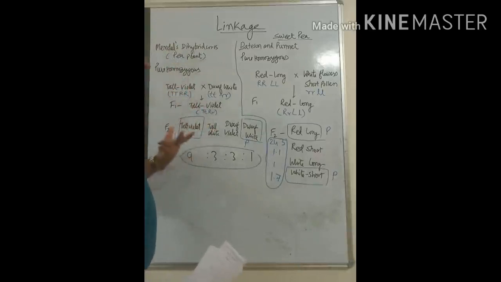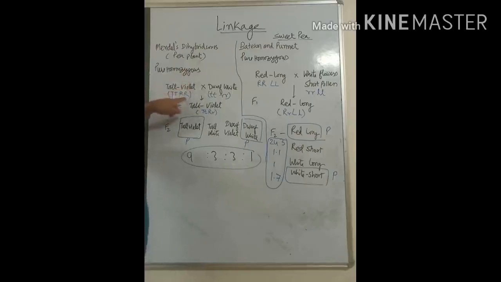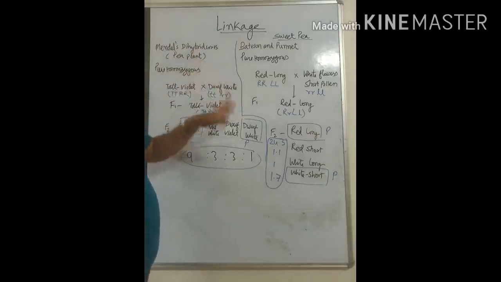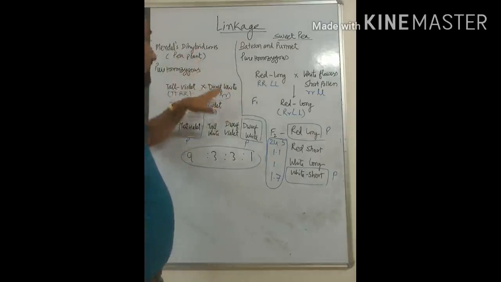cross in pea plant, and here both the plants are pure homozygous for their allele. It means if this plant parent P1 is tall, both the alleles are same, capital T, and the flowers are violet in color, and both the alleles are same, deciding the violet color of the flower. Similarly, the other parent is pure homozygous dwarf for small t and having white flowers.